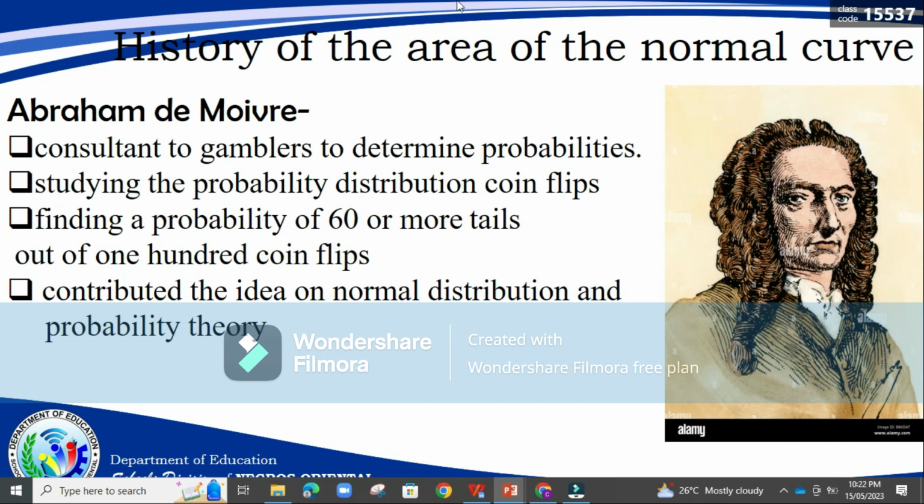This is your assignment before, and this is the answer. Now, history of the area of the normal curve. Abraham de Moivre. He is a consultant to gamblers to determine probabilities, and studying the probability distribution of coin flips and finding a probability of 60 or more tails out of 100 coin flips contributed the idea on normal distribution and probability theory. Okay, that is a brief background about Abraham de Moivre.